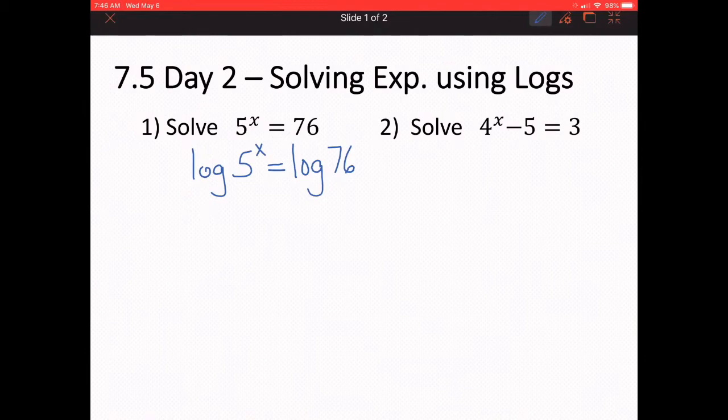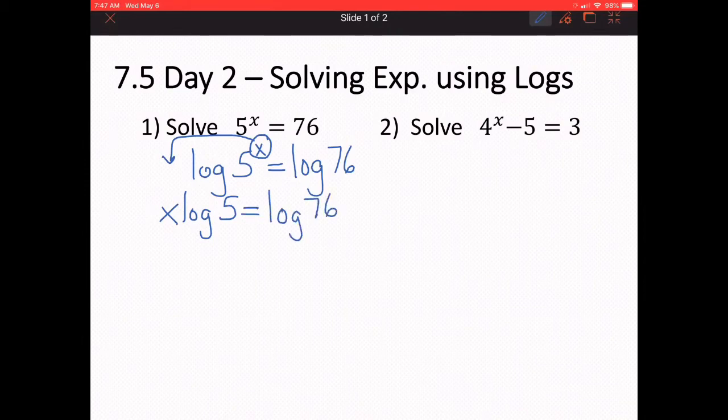All right, now the reason we take log of both sides, kind of like squaring both sides, taking the square root of both sides, doing the inverse of something on both sides, is so that we can use the property that we learned, and that is, if we have an exponent in our log, it moves to the front. So we take this x and it goes in the front. So we now have x times the log of 5 equals log of 76.